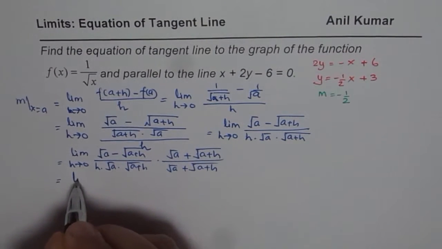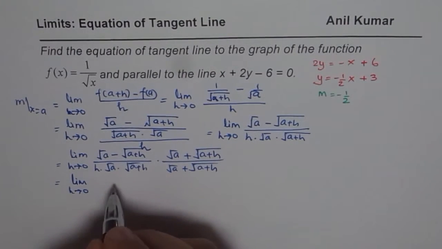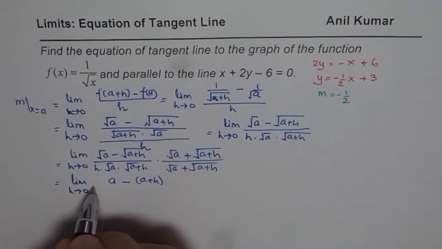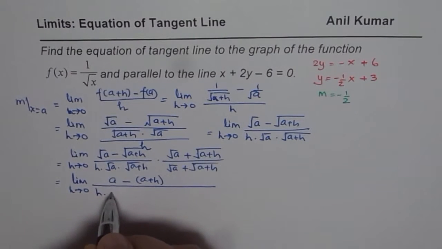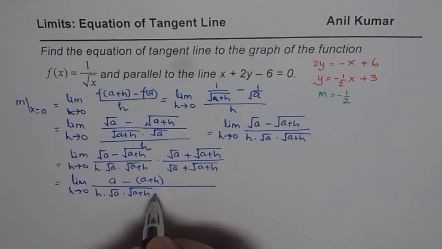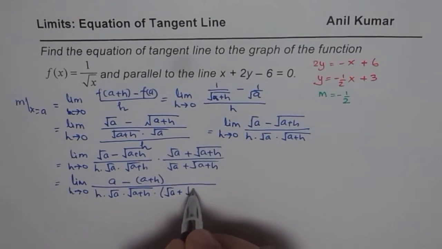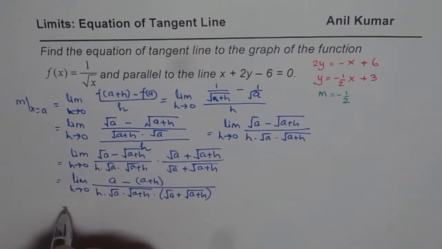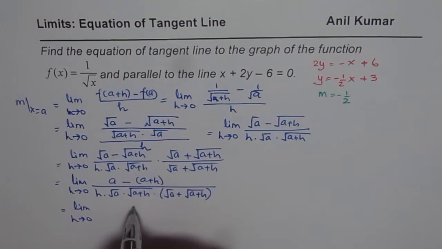So we get the limit as h approaches 0. The numerator is the square of this, which is a, minus the square of the other term, which is a plus h, divided by h times square root of a times square root of a plus h times, let me put all this in brackets, square root of a plus square root of a plus h. Now once I open the bracket, what do I get in the numerator? As expected, minus h.